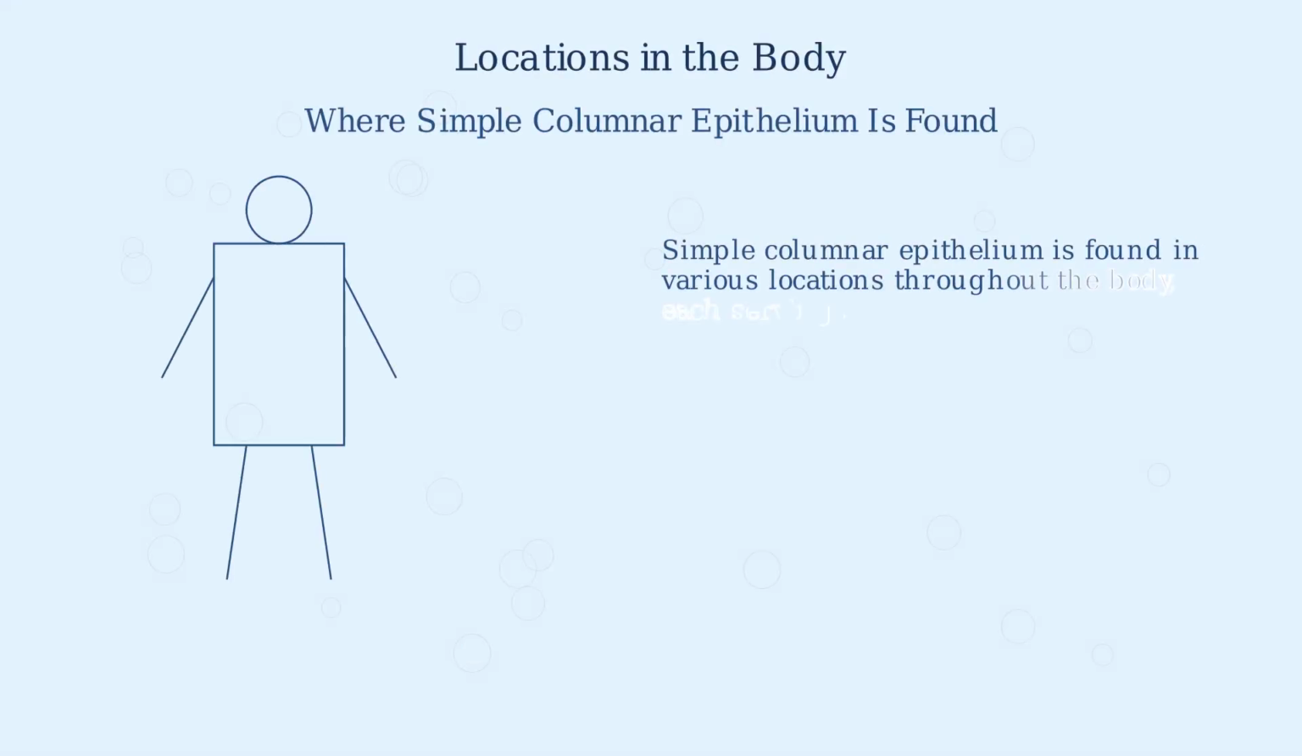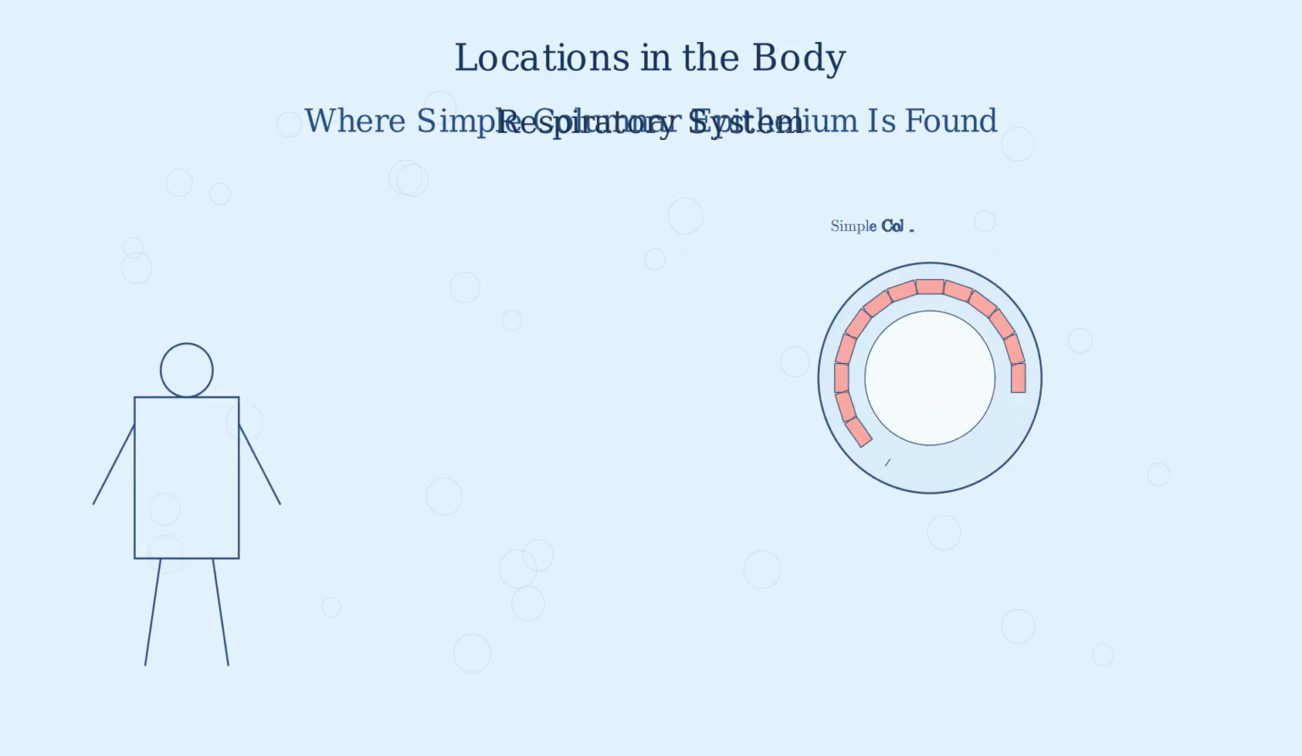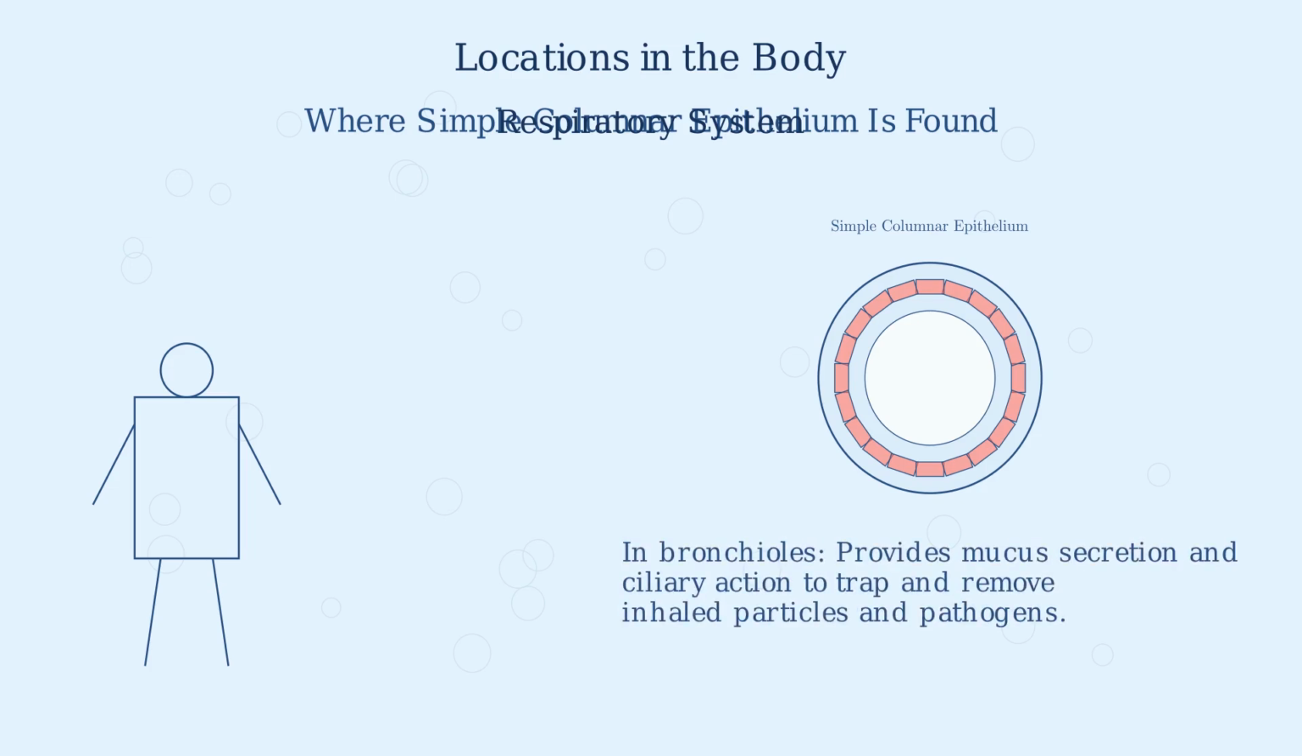Simple columnar epithelium is strategically located throughout the body, serving specialized functions in different organ systems. In the respiratory system, simple columnar epithelium lines the bronchioles. These cells secrete mucus and have cilia that help trap and remove inhaled particles and pathogens.